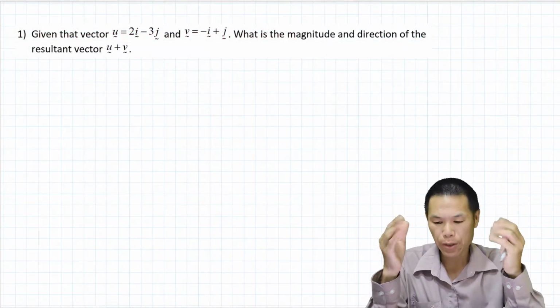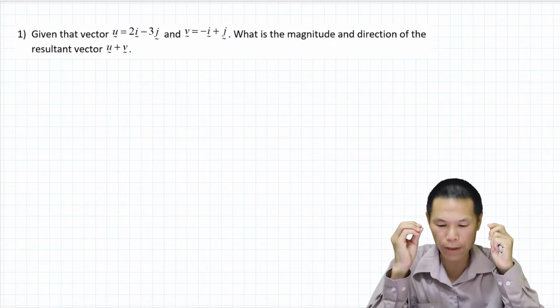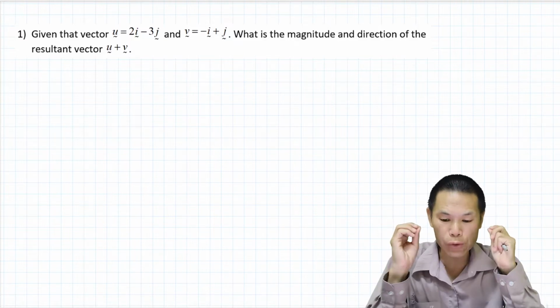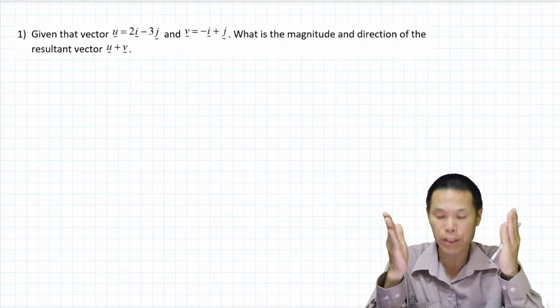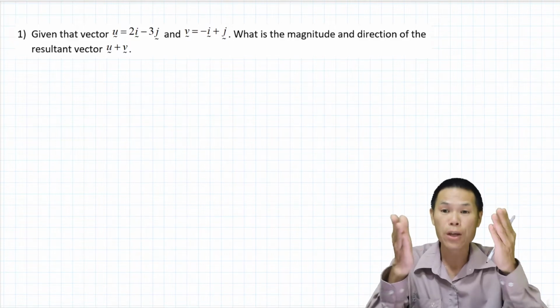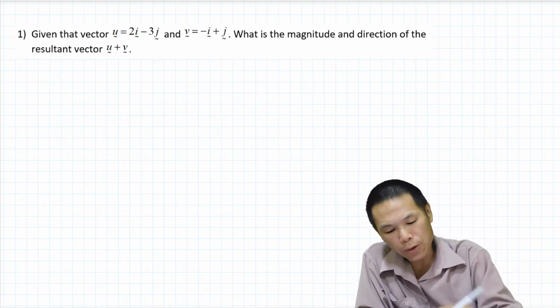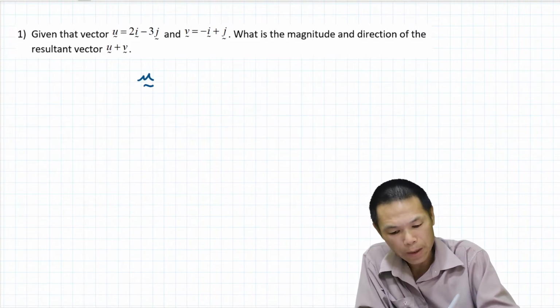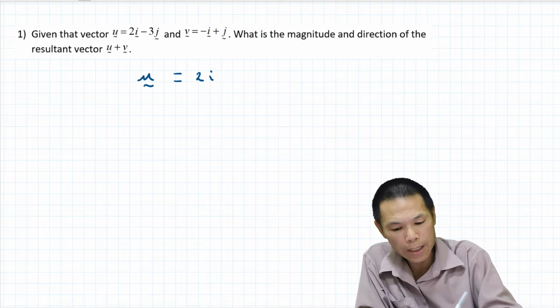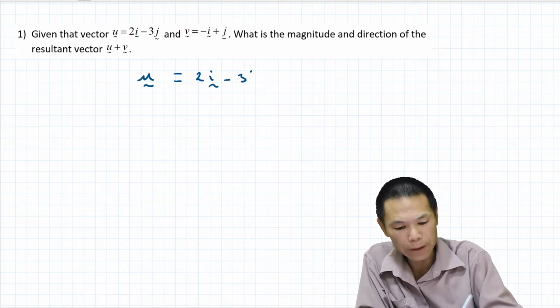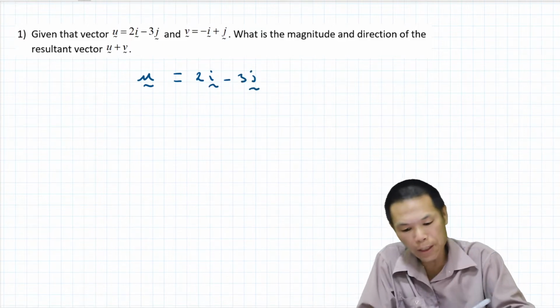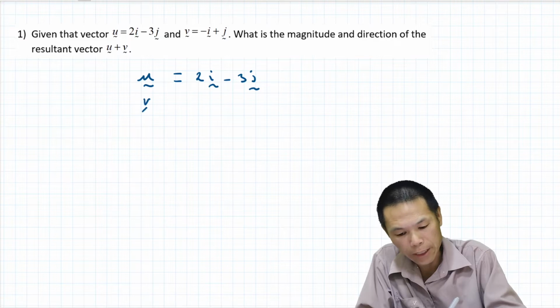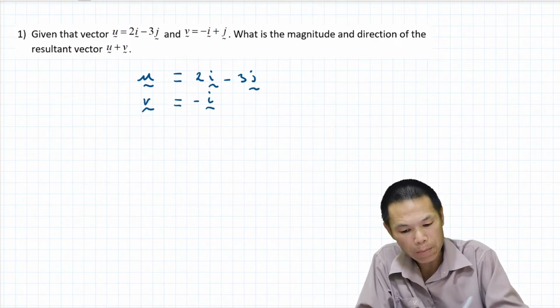First one, so we have vector u and vector v. The question is we need to find out the magnitude and the directions of the resultant of u plus v. So let me just write this here. Let's say vector u is 2i minus 3j. And then vector v, let me write underneath here. Vector v is negative i plus j.